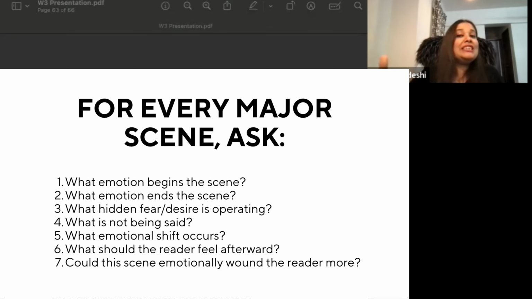Okay. Question number seven. Could this scene emotionally wound the reader more? This is one of my favorite revision questions because many scenes stop too early emotionally. As we've seen in workshops 1, 2, and 3, many times what writers think is a full-fledged scene is actually just a part of a scene because you don't need that to be a full scene in itself. It can actually serve as the beginning of the next scene. So it is very important to know that you are not stopping your scene too early emotionally.